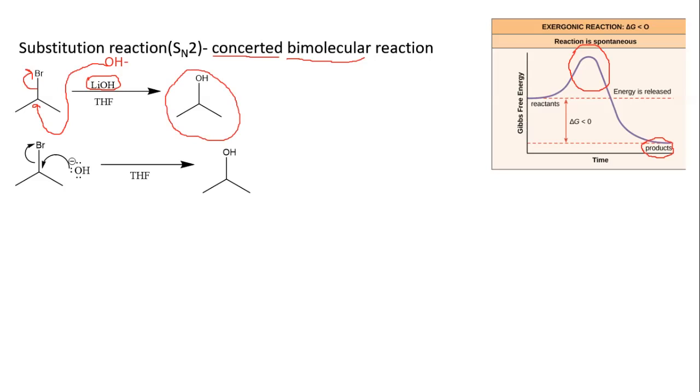Now notice here we use THF, which is a polar aprotic solvent. Don't forget about that. We're going to discuss that a little bit later. Just remember here for SN2 we use THF, which is a polar aprotic solvent.